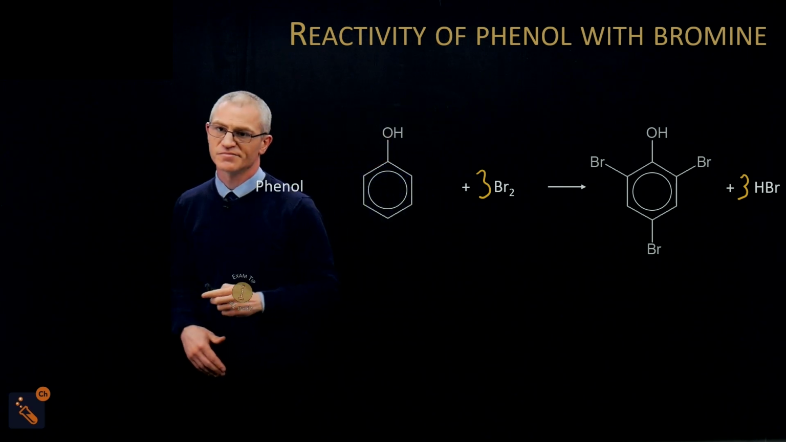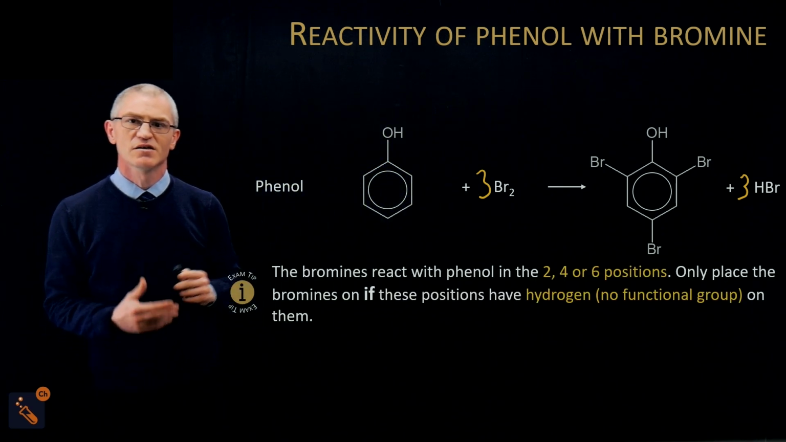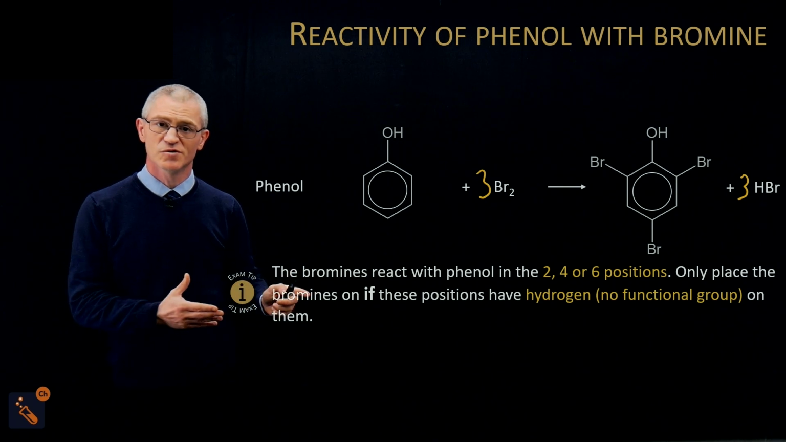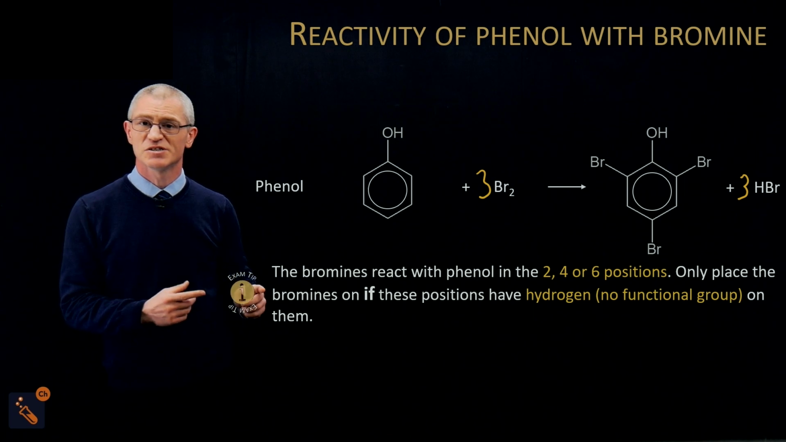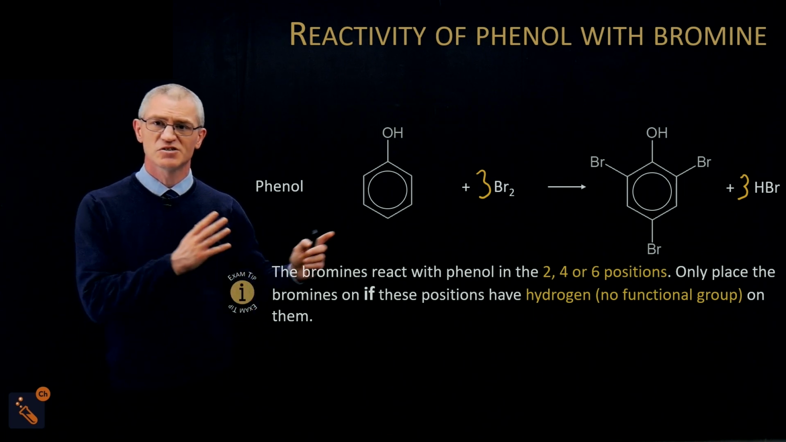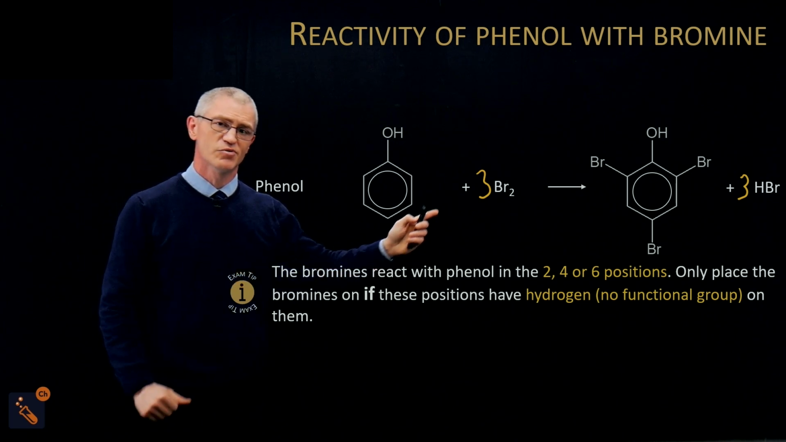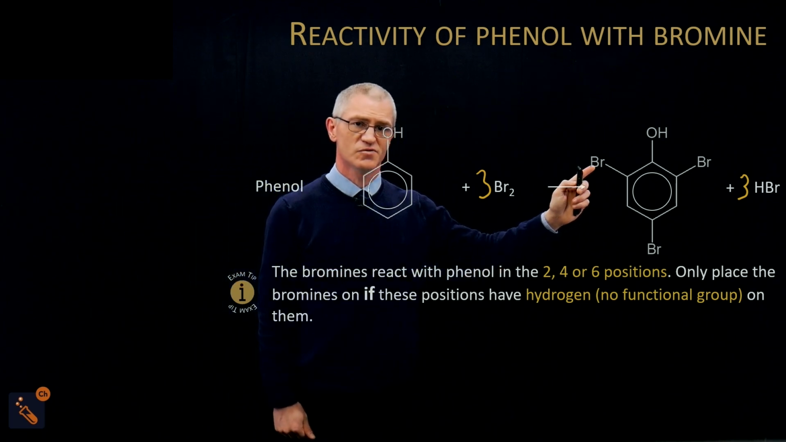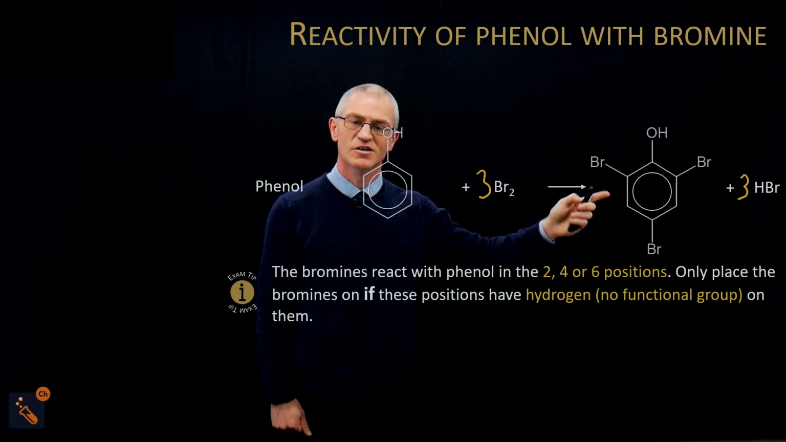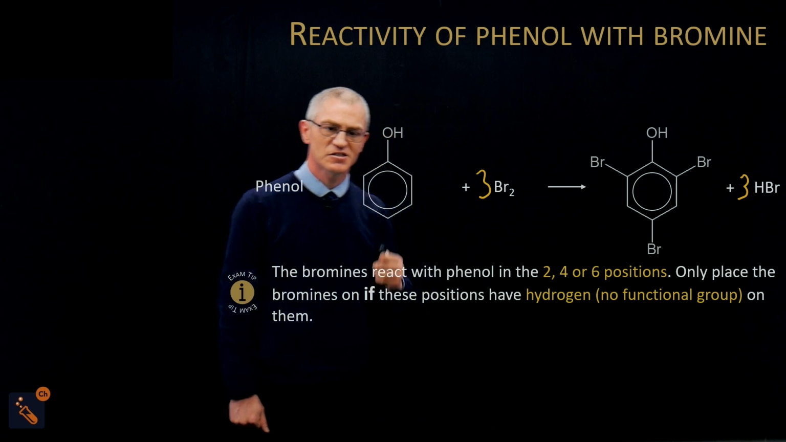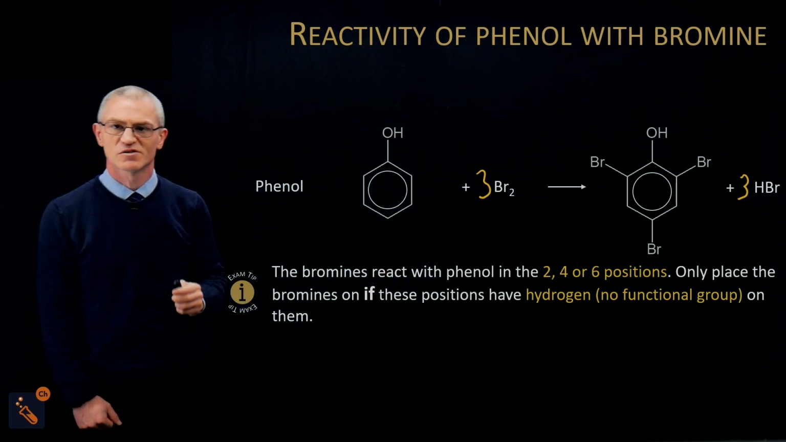So remember, the bromines react with phenol in the 2, 4 or 6 positions. Only place the bromines on if these positions have hydrogen on them. I talked to you here about the bromine reacting in the 2, 4, 6 positions, but if there's not hydrogen on there, there's something else, don't react it. So let's go through an example of that and use our exam tip.